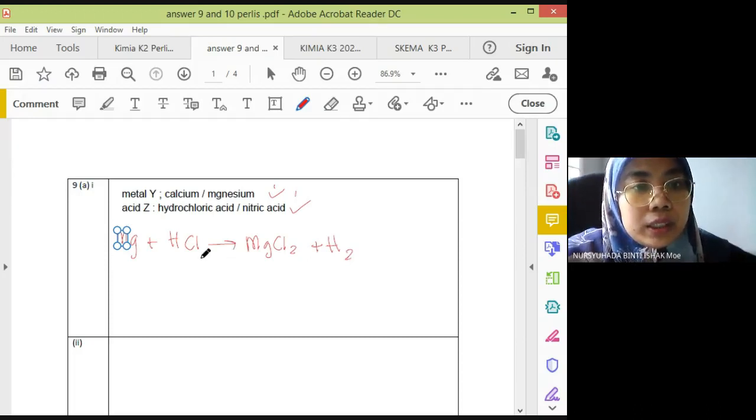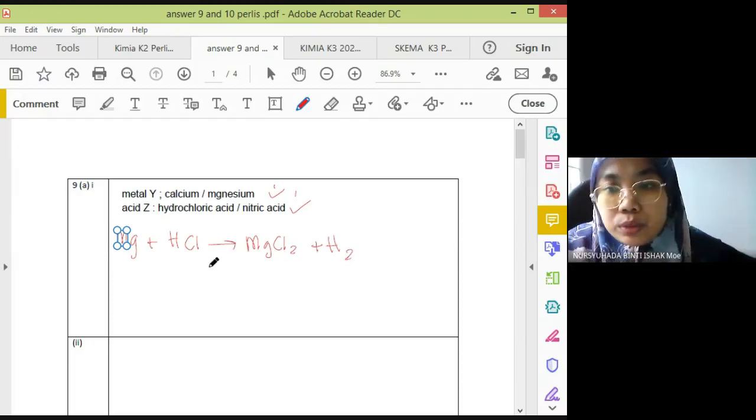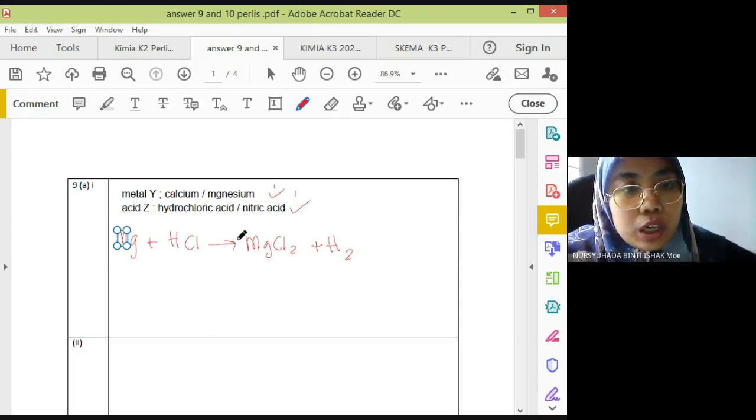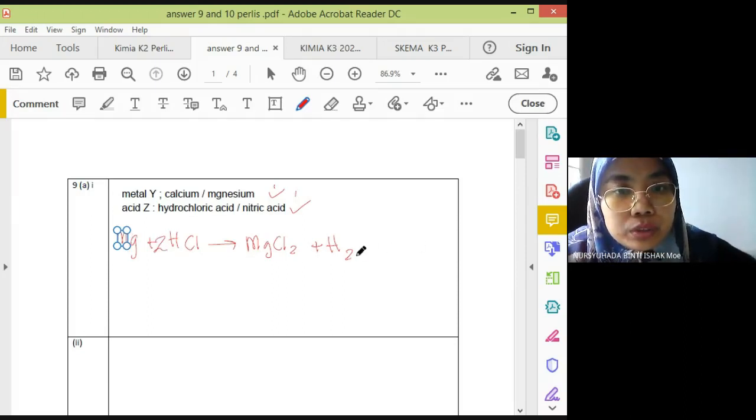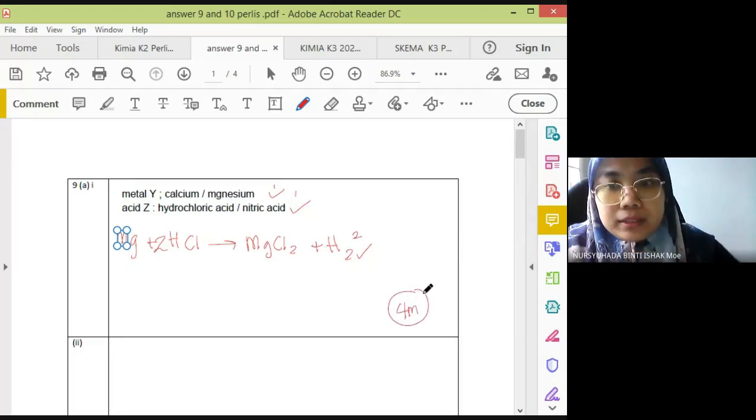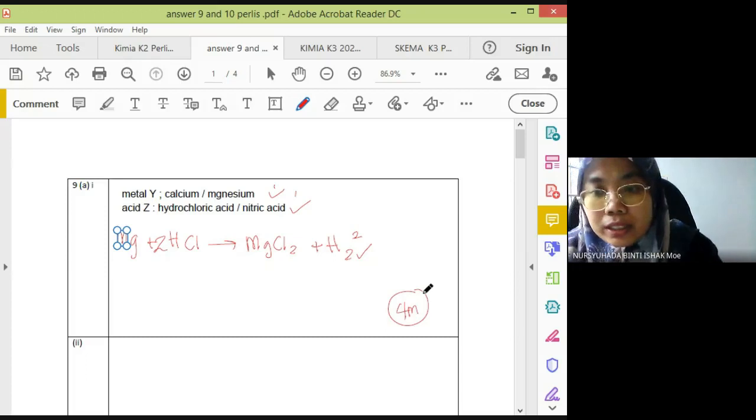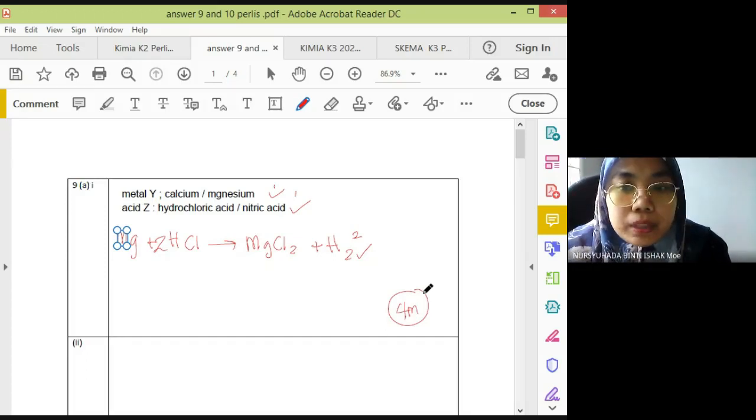Okay, kalau tengok ni left and right tak balance. So kalau kita balance kan, we put 2 in front of HCl. Okay, then the reactant and the product both balance and then you got 2 marks here, total 4 marks. Any problem with the first question, guys? Any problem?